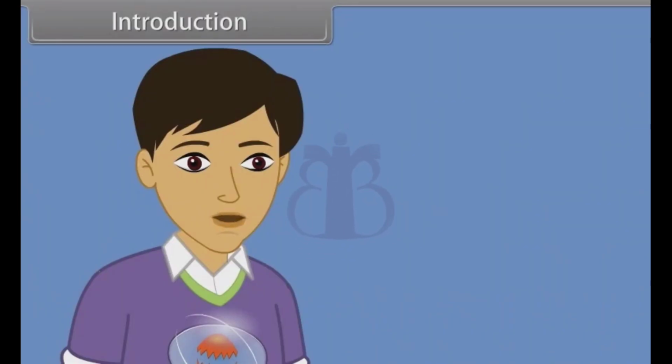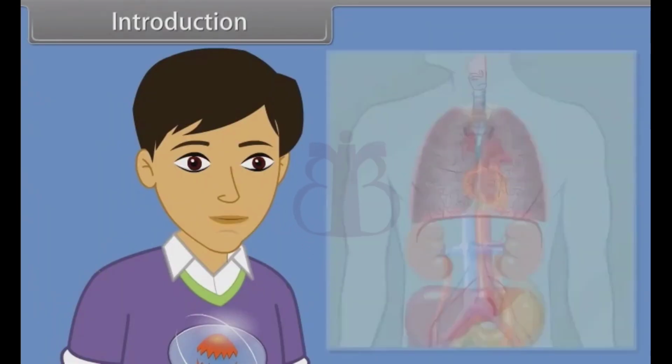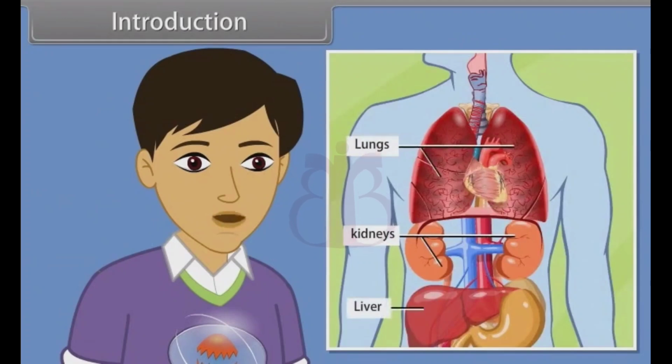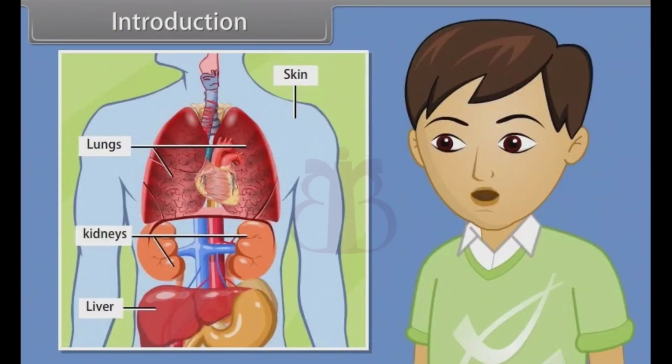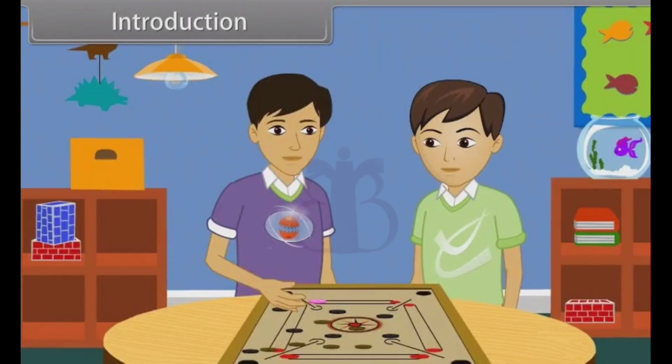You know that the major excretory organs of our body are kidneys, lungs, liver and skin. This is too interesting, brother. Will you tell me more of it? Sure. In this lesson, you will learn excretory products and their elimination in the human body.